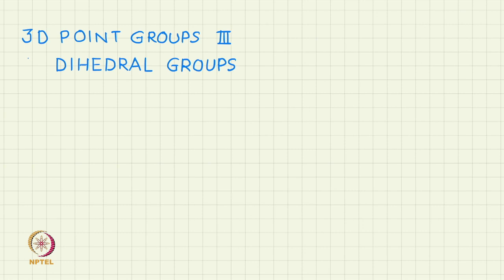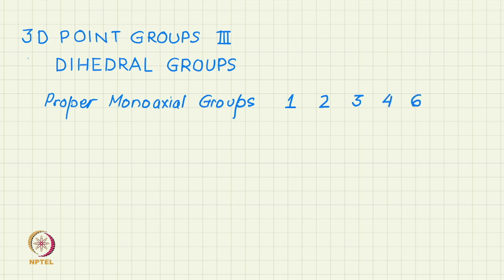So, hello again. We are in the process of developing point groups, and in the last video we developed proper monoaxial point groups. This was developed last time in part 2 of this series, and we found that there were 5 of them: 1, 2, 3, 4 and 6.